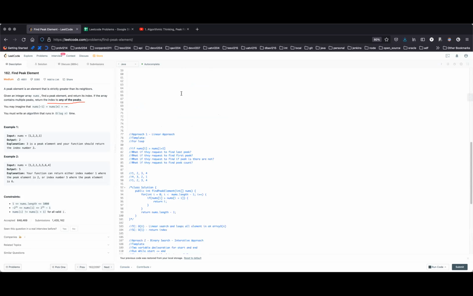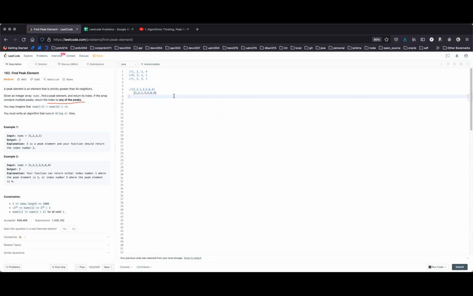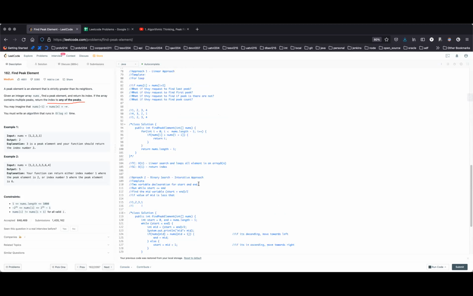The question is asking for any peak. It is not asking for the biggest peak. So if we just get any of the peaks, that is fine. Yeah, that makes sense. If it would be the first peak, I think this solution would not make sense. But since we want to do it in O log of n time, I think this approach is suitable. That's what I understood from the video.